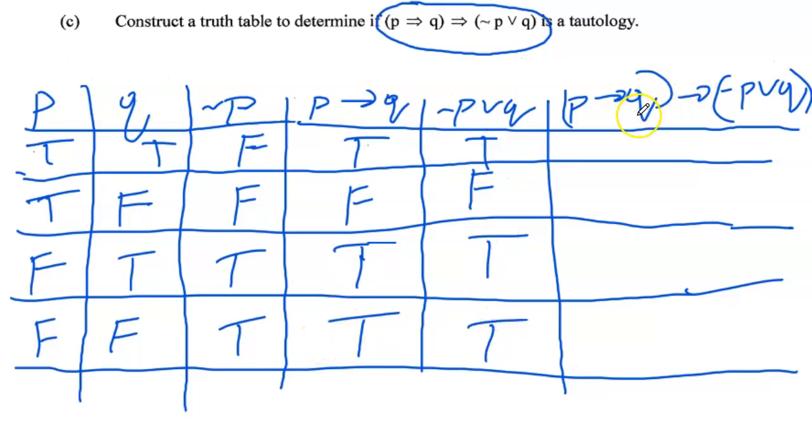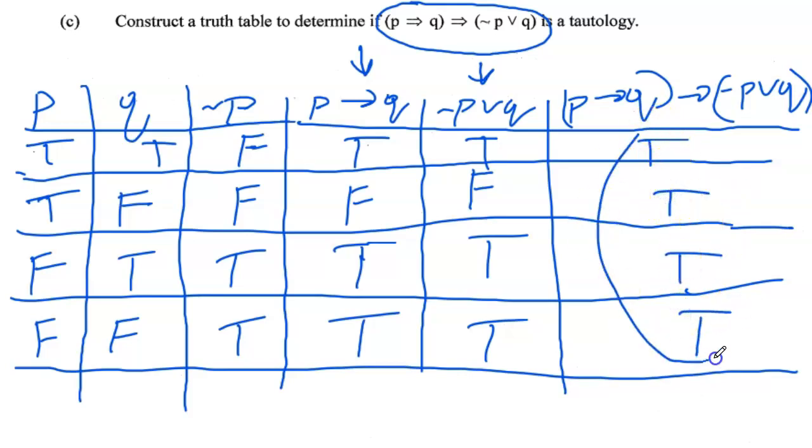And then the final column, we're combining the fourth column and the fifth column as a conditional. And with the conditional, the only time we have false is in a true-false situation. Notice we don't have a true-false situation here, so all the combinations would be true. And notice all the values are true. So hence the statement is a tautology.